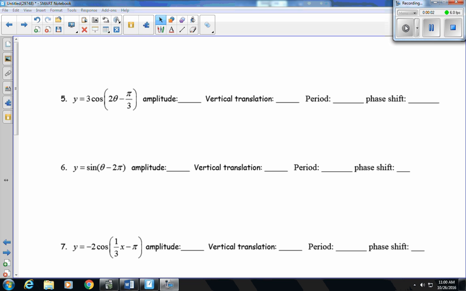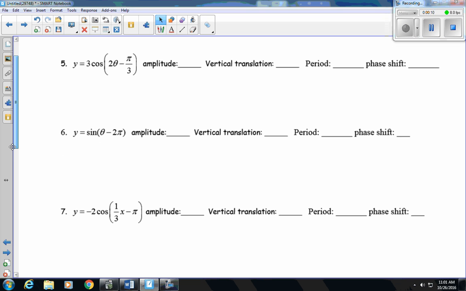Identify all the parts of this first graph. This is the first one that we're going to do together that has a phase shift. Okay? So starting with number 5. What is the amplitude? 3.